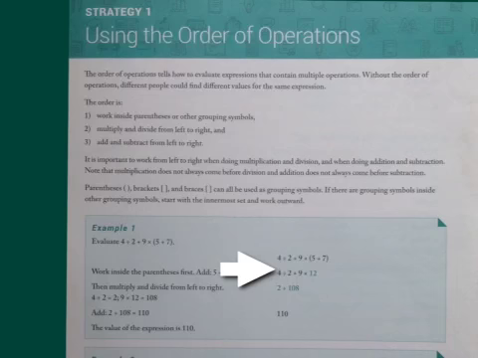And next, we're going to divide from left to right. 4 divided by 2 is going to give us 2. And then 9 times 12 is going to give us 108. So we're going to take that 2 plus 108, and that's going to give us 110. So the value of the expression is 110. Let's go to example 2.